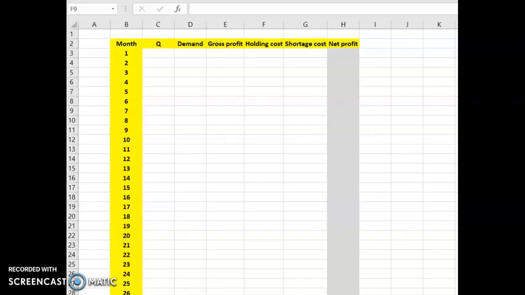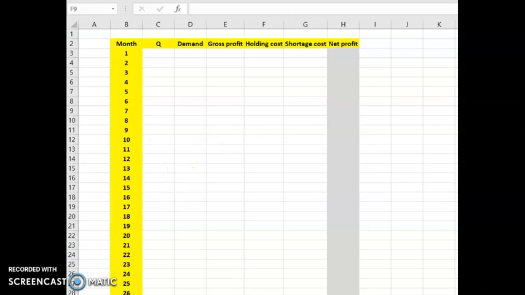You see in front of you now the raw structure, the empty structure for doing the simulation project, and it is in basic points very similar to the previous one. On the first column we have the simulation numbers, and Q, demand, gross profit, holding cost, shortage cost, and finally net profit. So we are gonna fill out all these columns and calculate net profit, and after that we are gonna do the average, and also remember we have to calculate the service level as well.